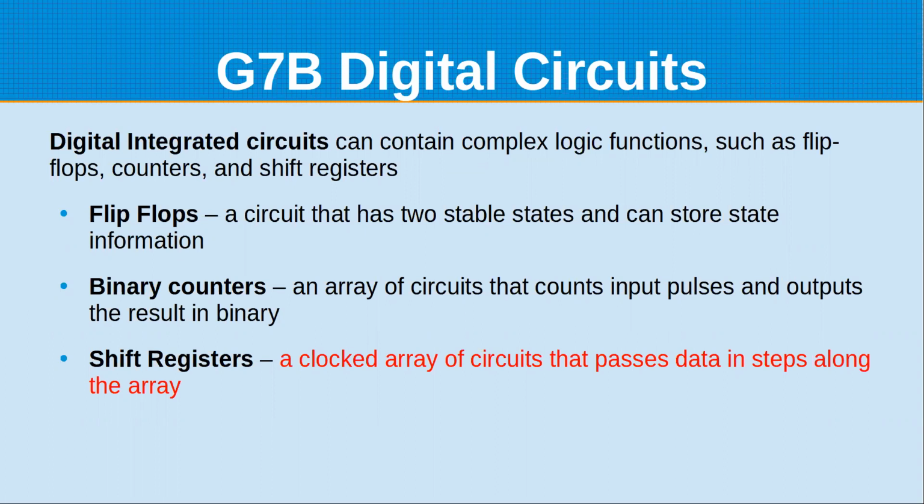A binary counter is an array of usually flip-flops that's set up so that it counts pulses, counts up in binary. So every time it gets an input clock signal, it will increment in binary all the way up to the number of stages in the counter. So if we had a 3-stage counter, that could count up to 8, 0 through 7, 8 states.